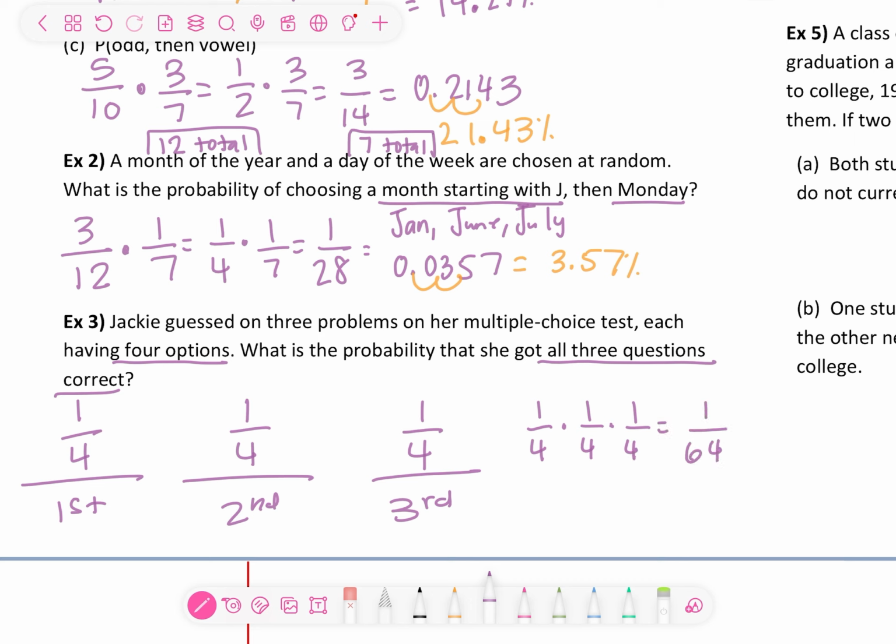So if you change that to a decimal, it is 0.0156, or a little bit more, about 1.5% really, right? Which is equal to 1.56%. Not likely if you have a multiple choice test and you guess, right, completely guess on 3 problems, that you're going to get all 3 of them correct. Not very likely at all.